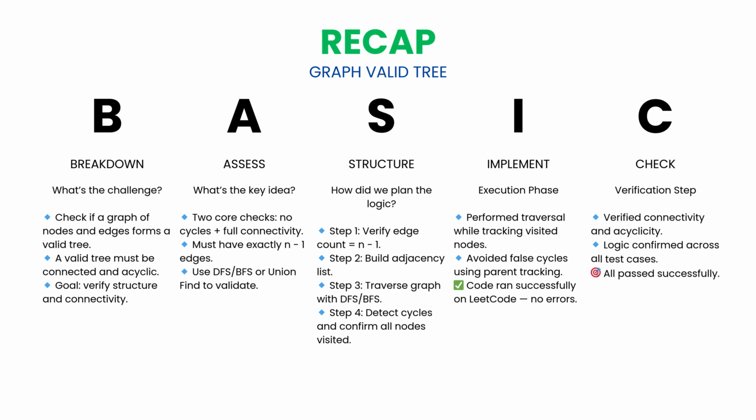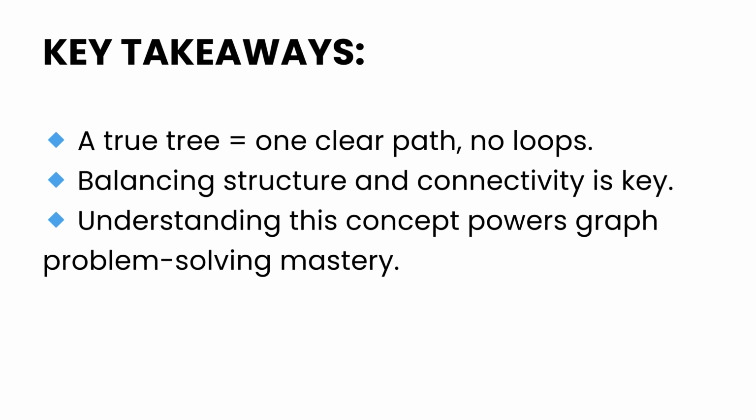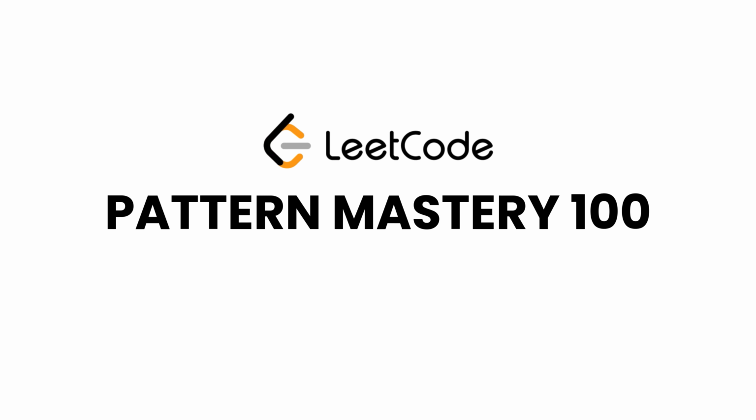We validated against multiple scenarios, perfect trees, disconnected graphs, and cyclic ones. Every test case passed, confirming that the algorithm correctly identifies valid trees. The takeaway? Every tree problem is a lesson in structure. One path between any 2 points, no more, no less. Once you can balance connectivity with acyclicity, you'll have mastered one of the most universal principles in graph theory and system design.